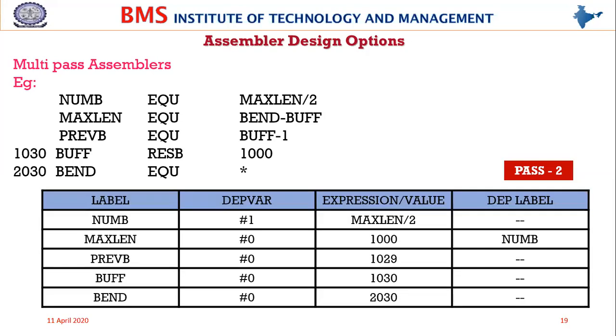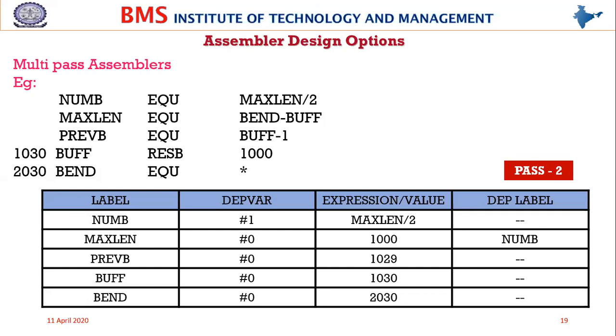In pass 1, I got the address for buff. After pass 2, who and all can be evaluated? So as I got the address for buff, PREVB can be evaluated. Am I correct? PREVB can be evaluated because I have already got the address for buff, which is 1030 minus 1. That should be the address for your PREVB.